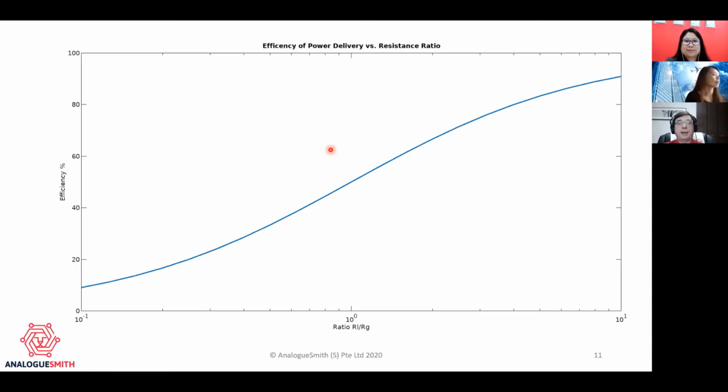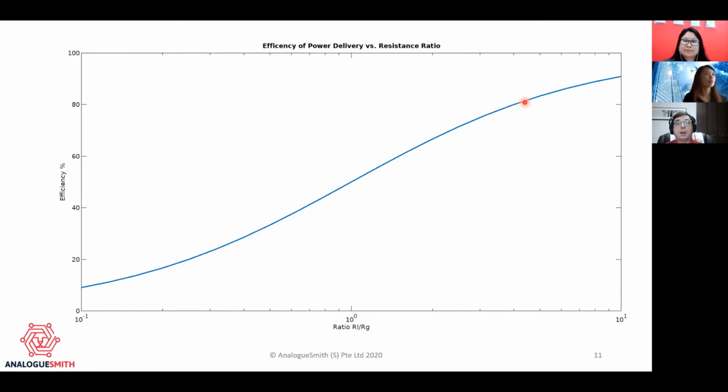Okay, and now if we look at the efficiency of power delivery versus the resistance ratio, what you can see is that actually we're only delivering 50% efficiency in the case where the load resistor is the same as the generator resistor. And as we increase the ratio, so the load resistor becomes much higher than the generator resistor, we actually end up with a much more efficient power transfer.